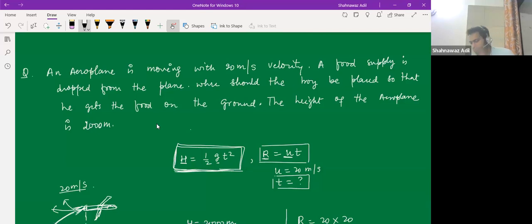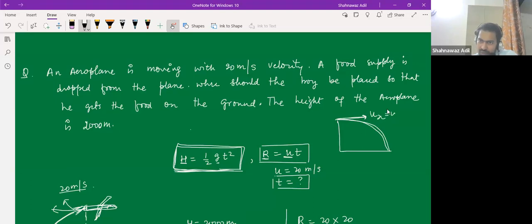Yes, Khadija. So in the previous part, we did the projectile with some angle. That was the angular projection. But now we are studying the projectile motion with the linear projection. So in this part, we have only this velocity, only the horizontal ux, and uy is zero.